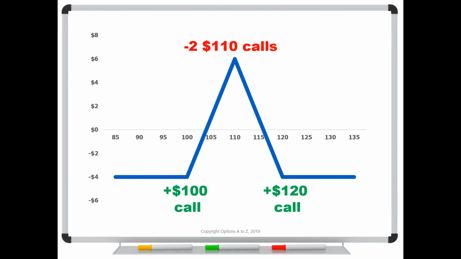As I've talked about in previous videos, you could make this with calls, you could do it with puts, you could do it with combinations. And what I'm about to show you works for all variations. But for this one, let's just assume that we're doing a standard call spread.